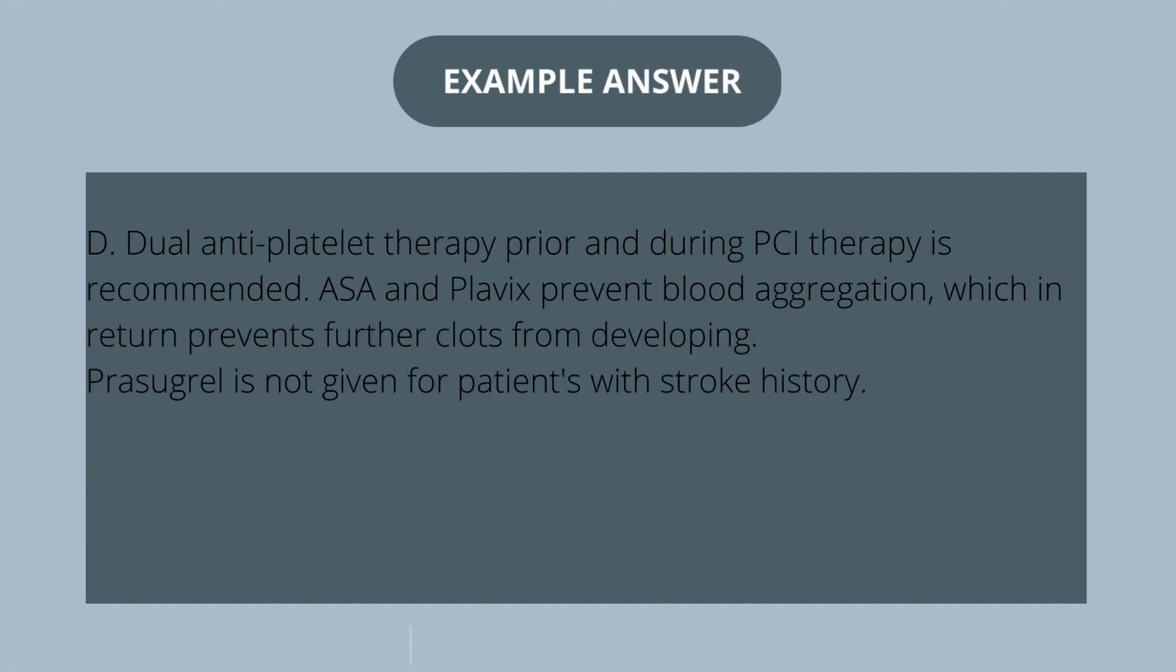So the answer is D. Dual antiplatelet therapy prior and during PCI is the recommendation by the AHA. Aspirin and Plavix prevent platelet aggregation, which in return prevents further clotting from developing. And then just as a tidbit of information, prasugrel is not given for patients with a stroke history.